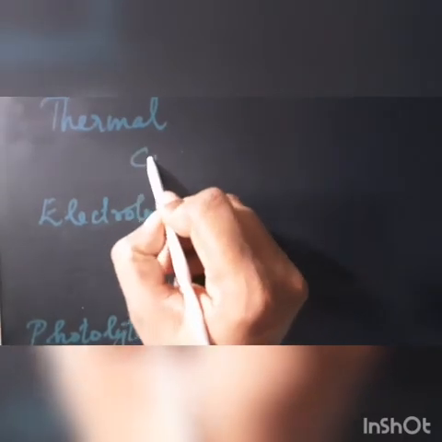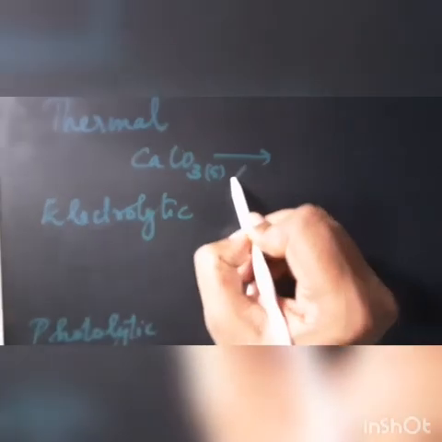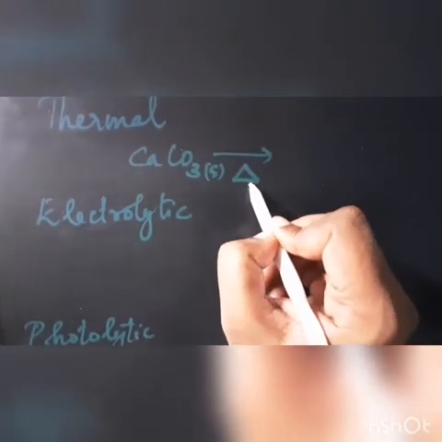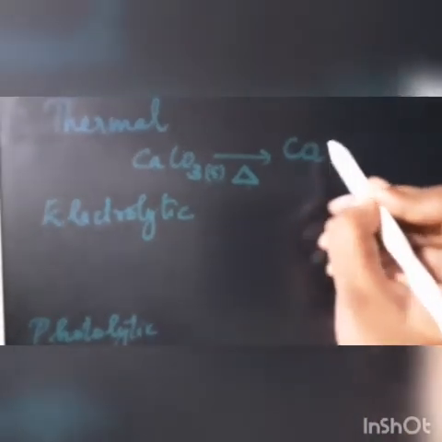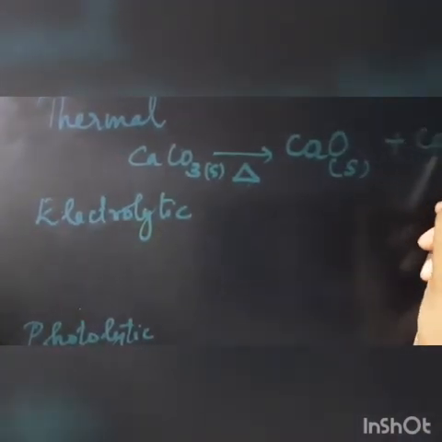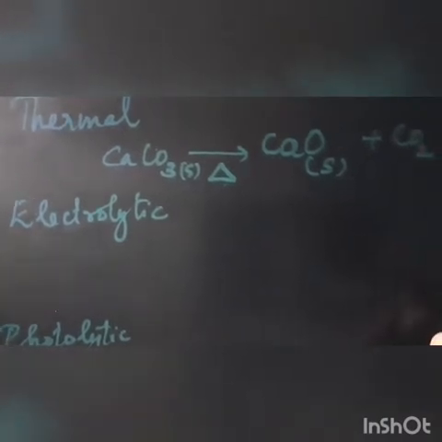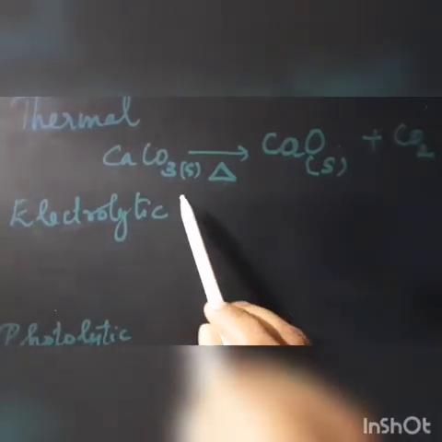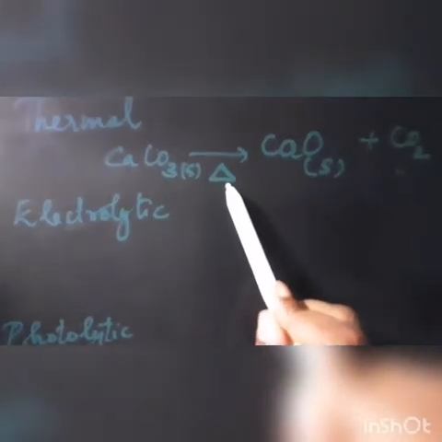For example, calcium carbonate, which is a solid, in the presence of heat, this triangle represents heat, it decomposes into calcium oxide, which is a solid, plus carbon dioxide. Understood? Thermal decomposition means splitting up of a compound into two or more substances in the presence of heat.